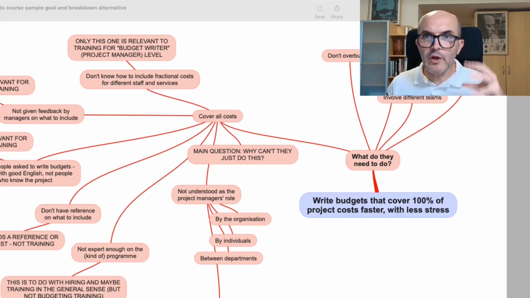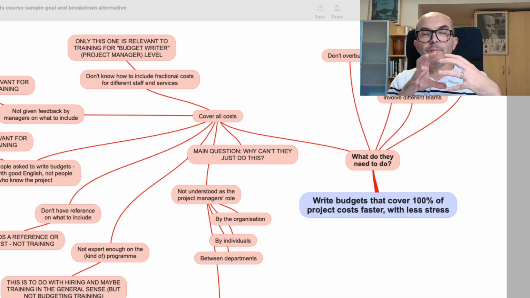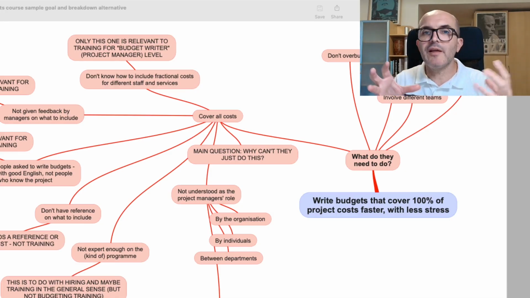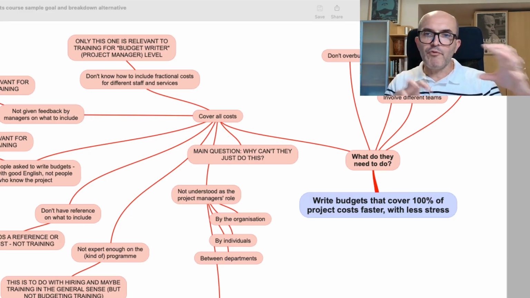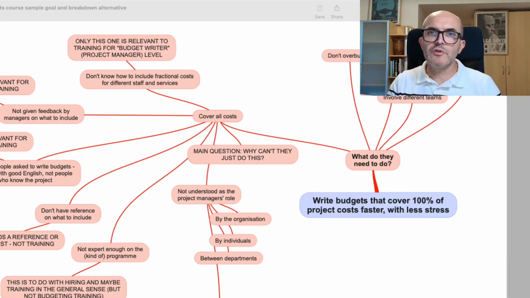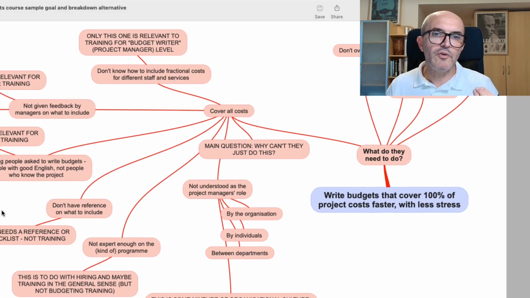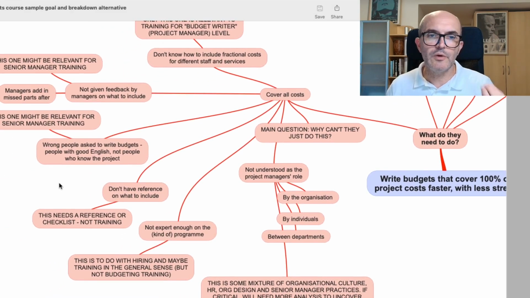So we could go away and build a course which has a big part, let's say, maybe that's not the only thing, has a big part which is about putting in fractional costs for different functions and for different sort of support services and so on, right? And that could be really useful. We could build some lovely practice tasks for that. These others, if we try and build them in a course, they're not going to work.